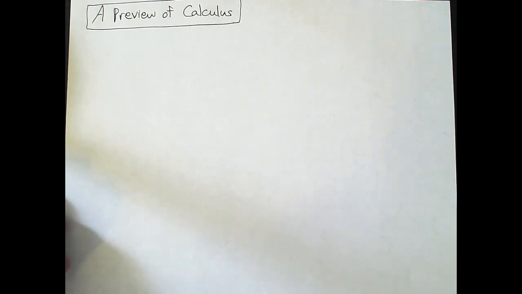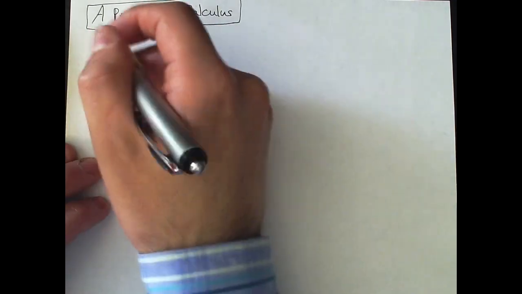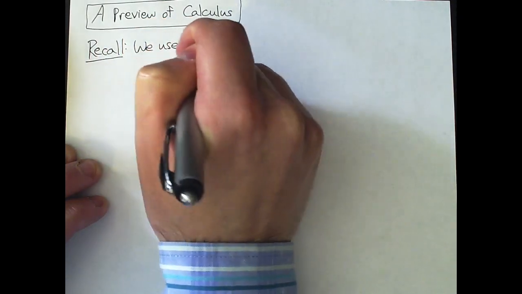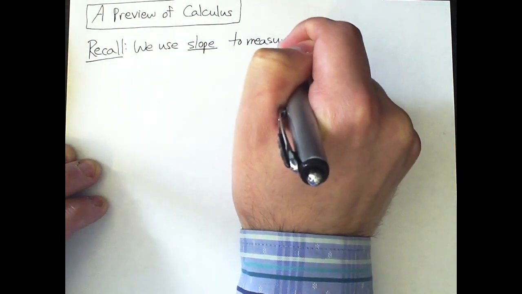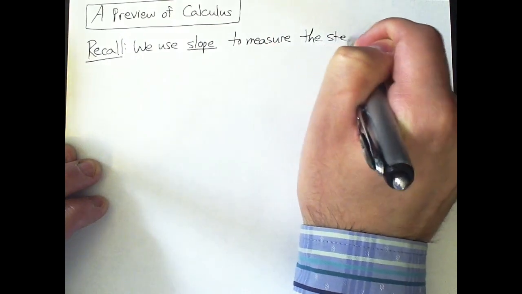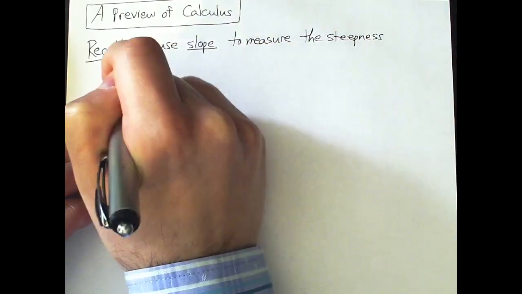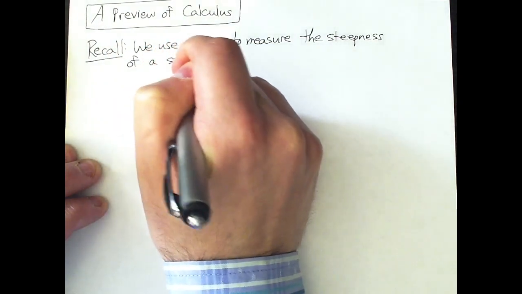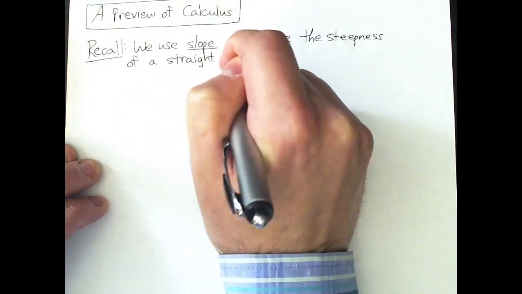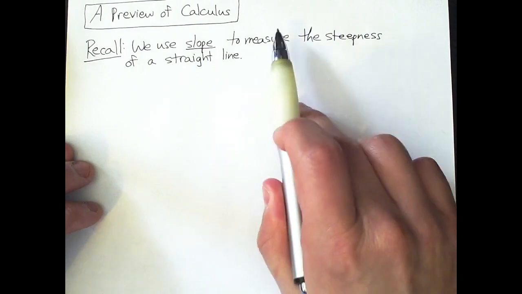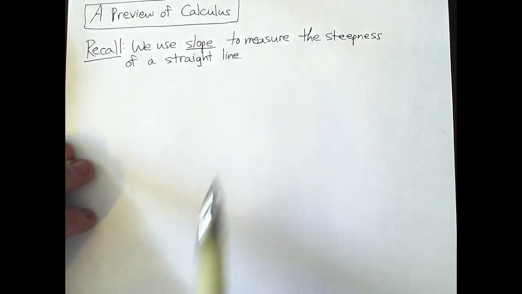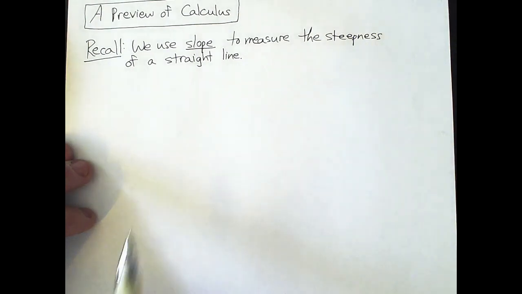All right, so we're going to begin this discussion by talking a little bit about slope. And you know how to calculate the slope of a straight line. So I'll just say recall, we use slope to measure the steepness of a straight line. And when I say a straight line, I just mean a linear function. It could be horizontal, it could be diagonal, right? But it's sort of, how steep is it? Is it going uphill at a very fast rate, or is it going downhill, or is it kind of horizontal?